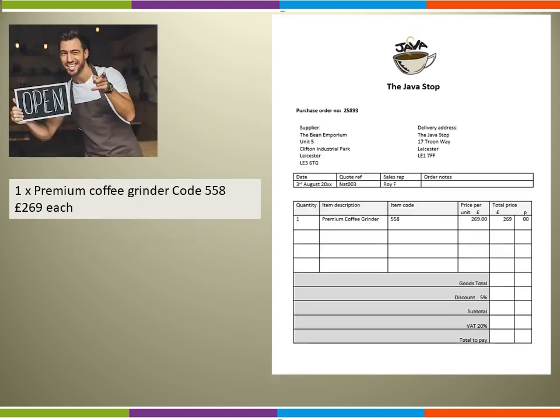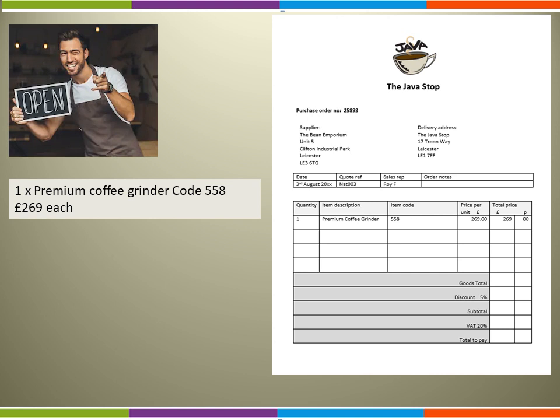Nathan is a new entrepreneur setting up his business, so on this order he's ordering accessories or equipment to help him set up his coffee shop. He's not ordering the raw material, the beans for example. The first item he's ordered is a premium coffee grinder. We can see from looking at our purchase order that he requires one, that the item code is 558 and the price per unit 269. The total price is also 269 because he only wants one of these coffee grinders. The total price is calculated by multiplying the quantity by the price per unit.